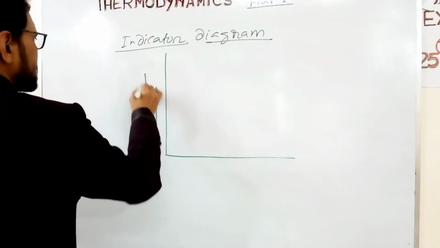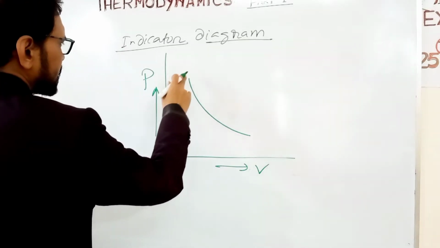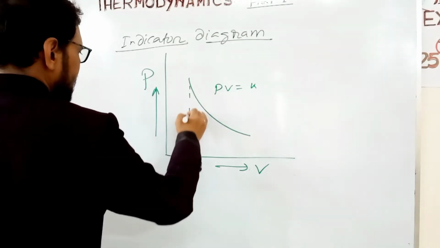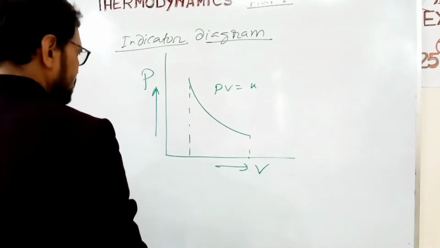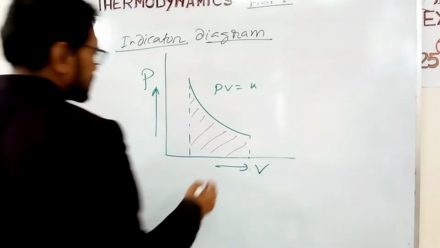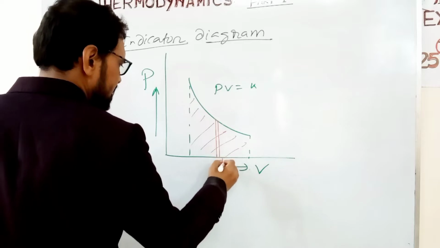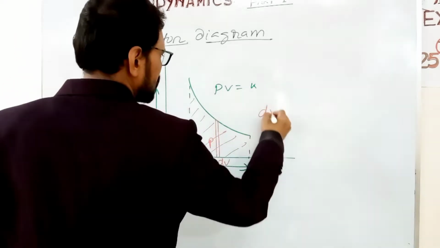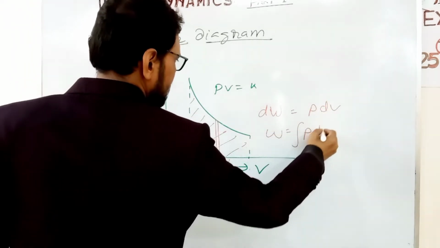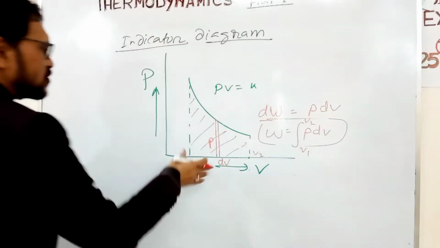This is a P versus V diagram, and a graph is present. Suppose the pressure and volume of the gas vary in this way; this graph is actually PV equal to constant. Now what is the area? This area represents the work done by the gas. To find this area, we have to integrate. Suppose this is dV, this is pressure. So dW equals P into dV. Now work done equals integral of P dV. Suppose the volume increases from V1 to V2. So this is the work done, and this is also the area of this figure.